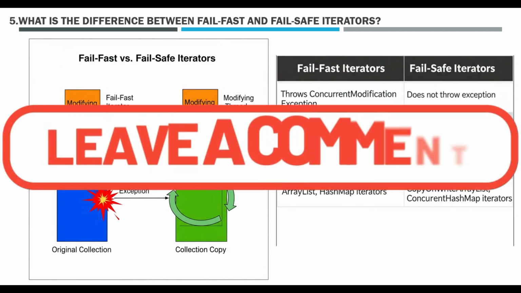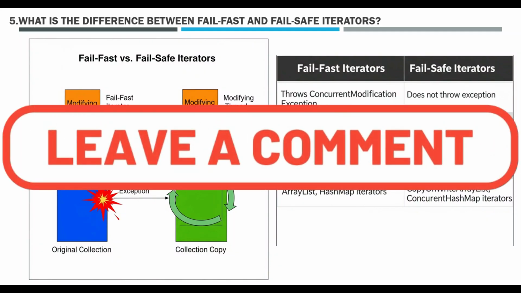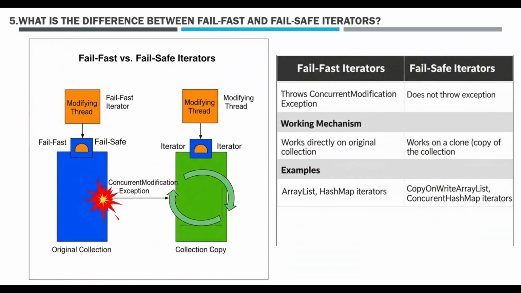Now the examples of fail-safe iterators are CopyOnWriteArrayList and ConcurrentHashMap, which are part of the concurrency API.